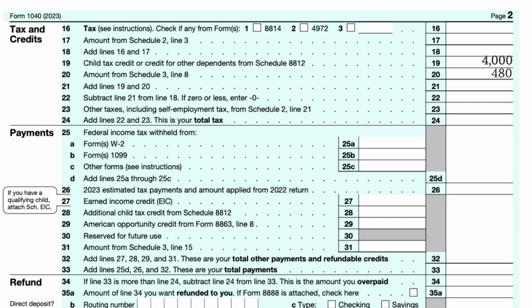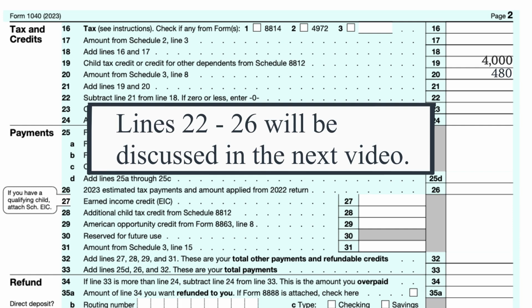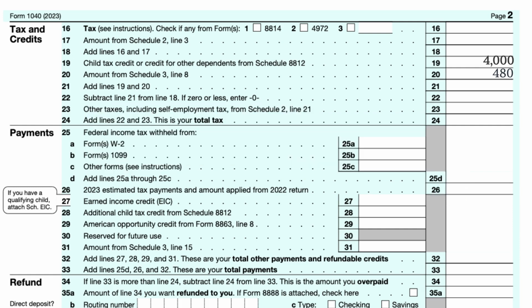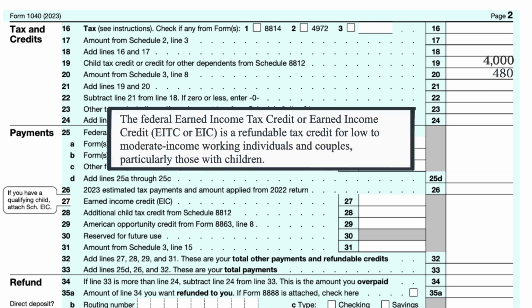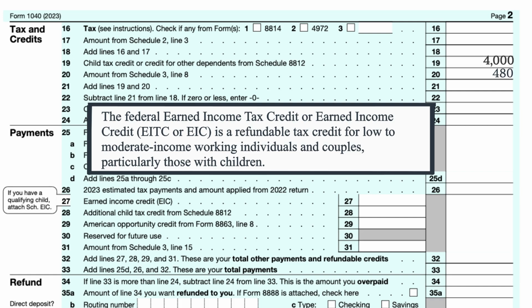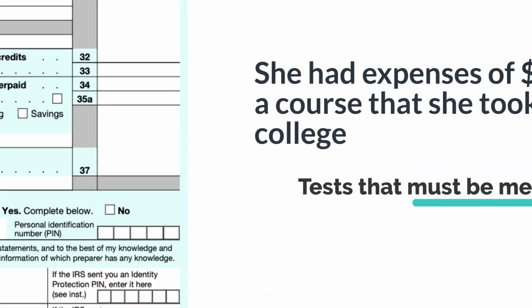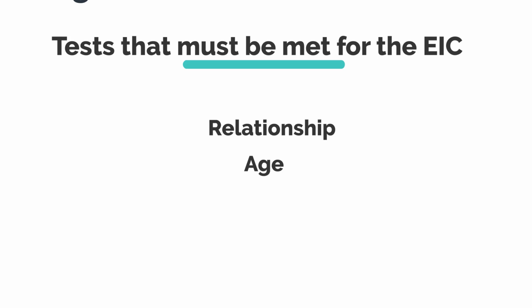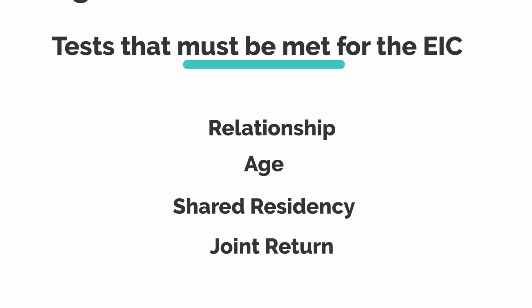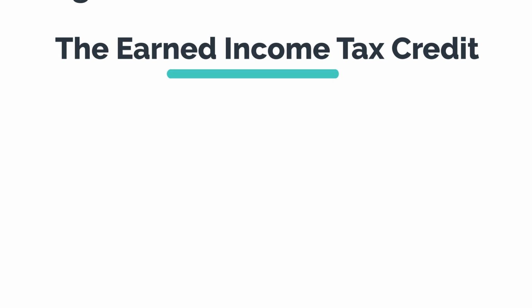Going back to Form 1040, after entering line 19, we're going to skip lines 22 to 26 and go to line 27, which is for the Earned Income Credit. The Federal Earned Income Tax Credit, or EIC, is a refundable tax credit for low to moderate income working individuals and couples, particularly those with children. For a person or couple to claim one or more persons as their qualifying child or children, the relationship, age, and shared residency requirements must be met, as well as the joint return test. The details of claiming the EIC are discussed more in the reading material.